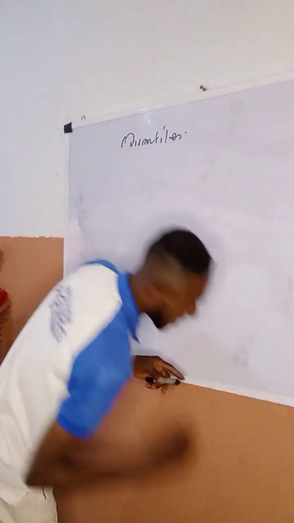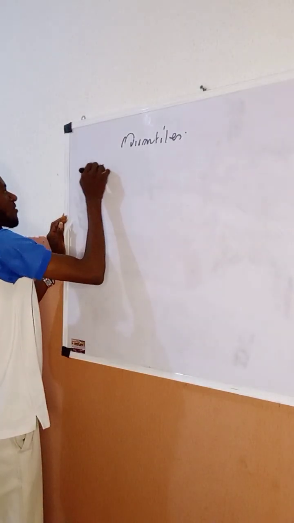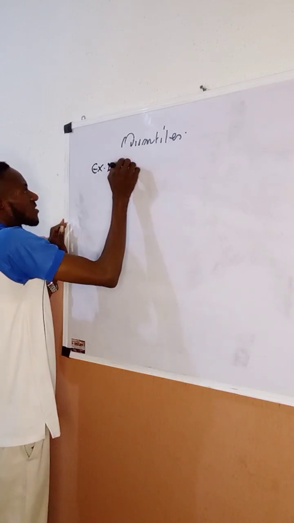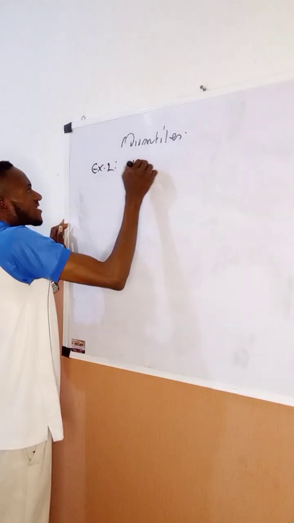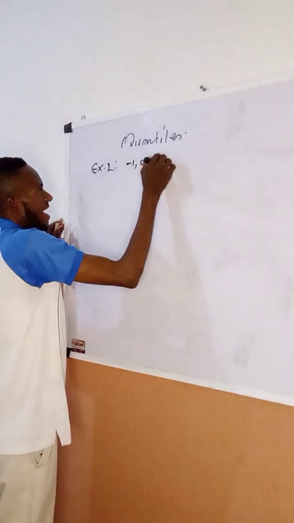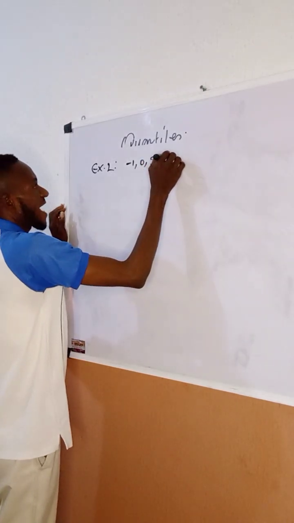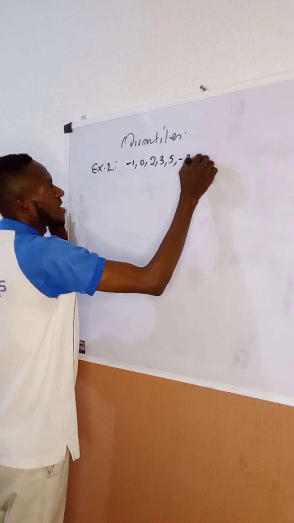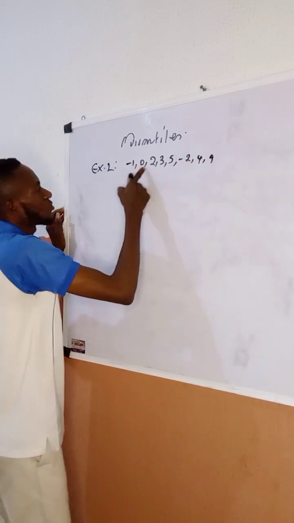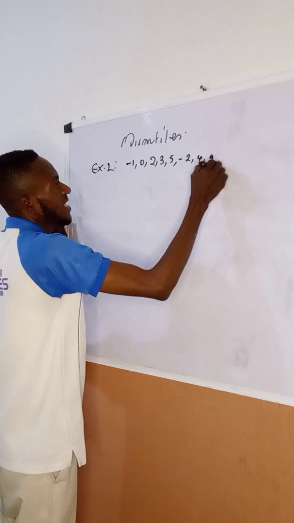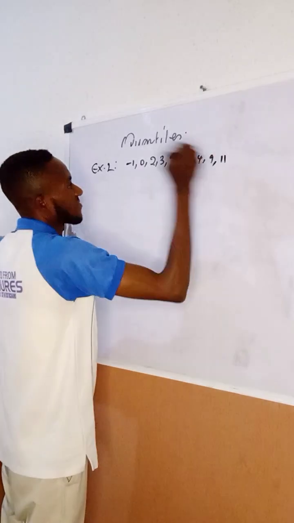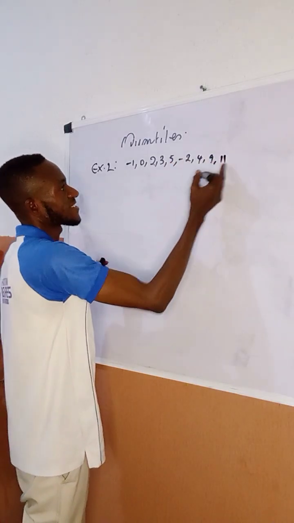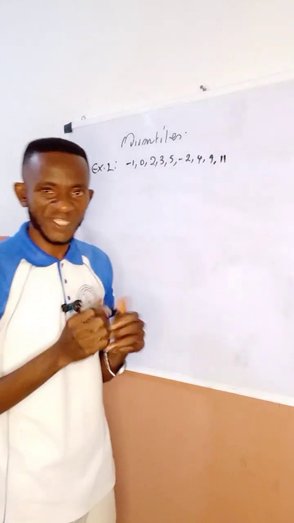I'm going to call that one example 2. So I have E of x dot 2, and let me say that E of x dot 2 starts with either minus 1, either 0, either 2, either 3. Then I have 5, I have minus 2, I have 4, and I have 9, and perhaps I have 11. This is what I have. So I have 1, 2, 3, 4, 5, 6, 7, 8, 9. This is an odd number of observations.